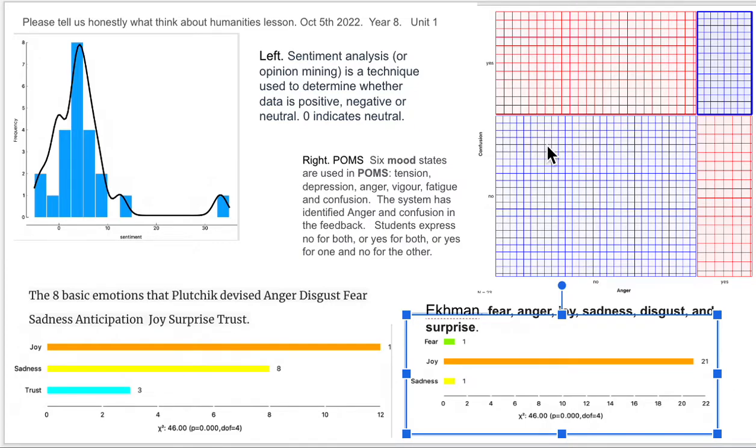In the next video we're going to be looking at how a corpus viewer, that's a text viewer, can help us to zero in on specific highly emotional statements that our students have made in the classroom.